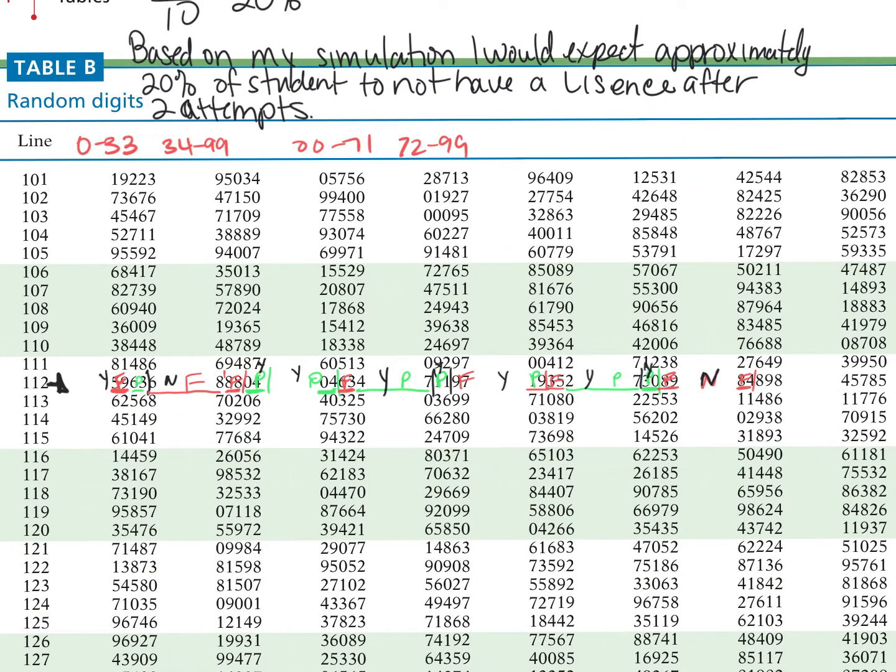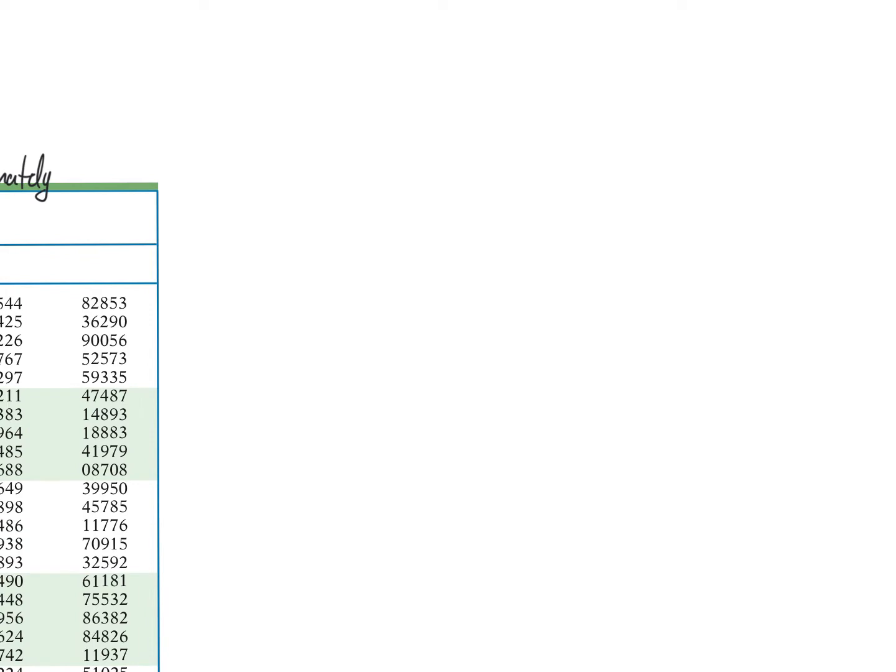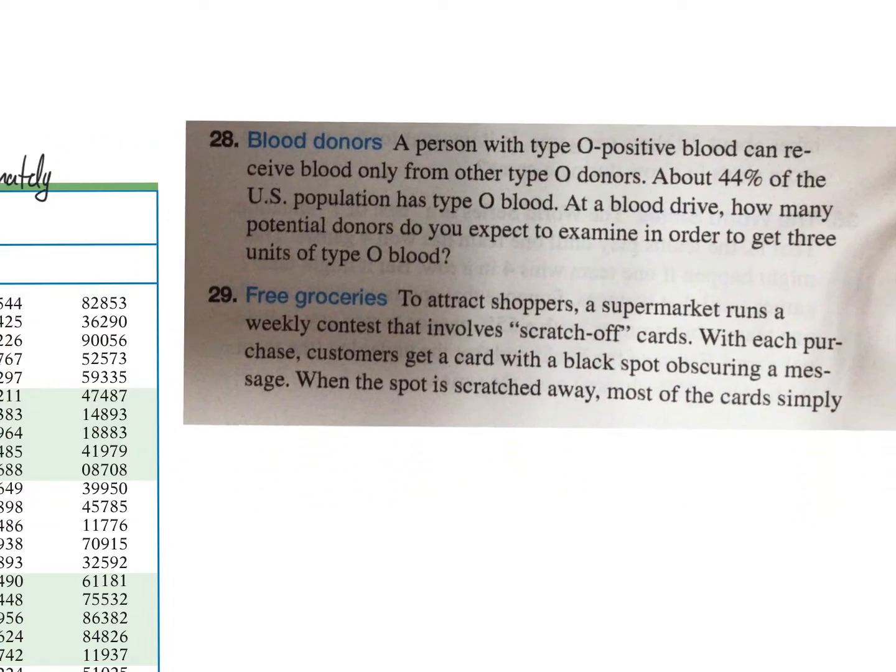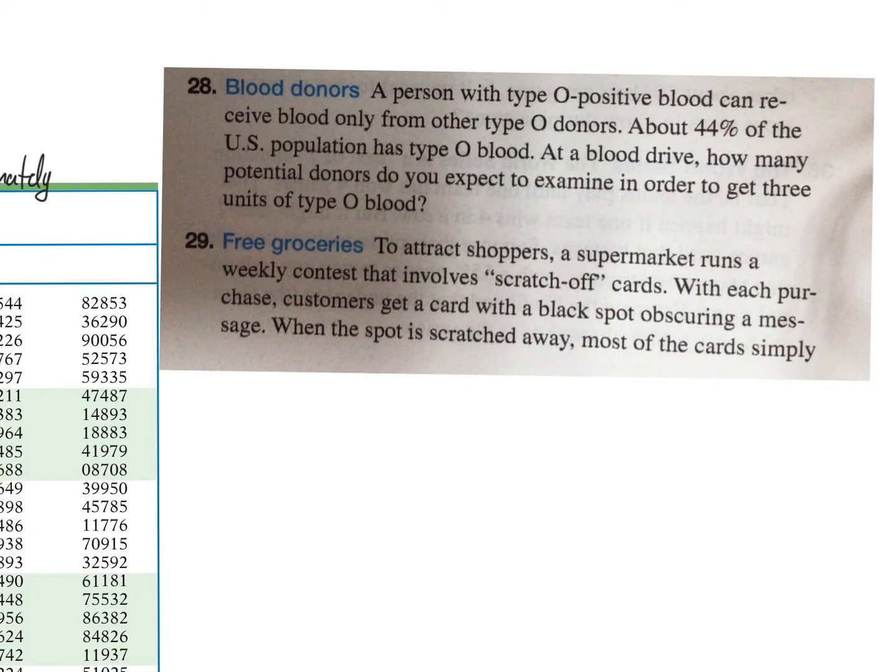Okay, so then we're going to come over here. I'm going to take a picture of number 28 and part of 29 there. 28, a person with type O positive blood can receive blood only from other type O donors. About 44% of the population has type O blood. At a blood drive, how many potential donors do you expect to examine in order to get 3 units of type O blood?